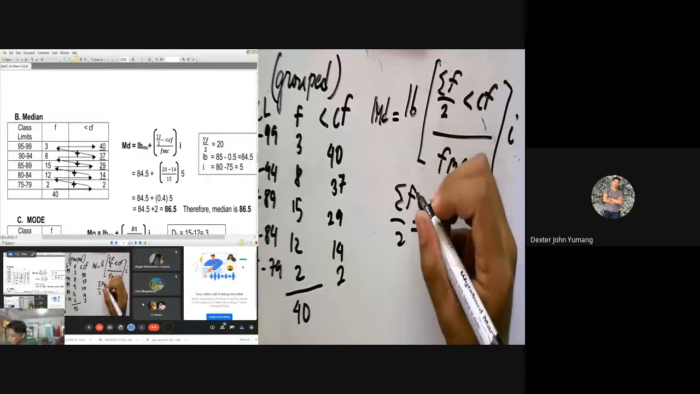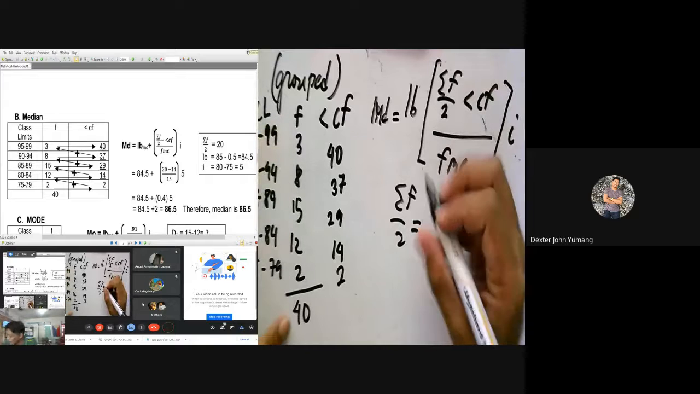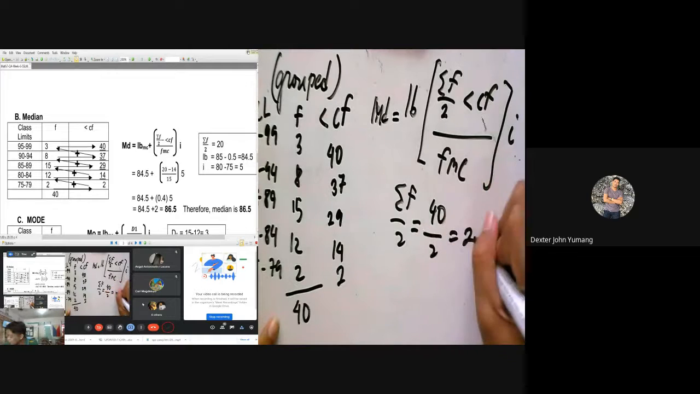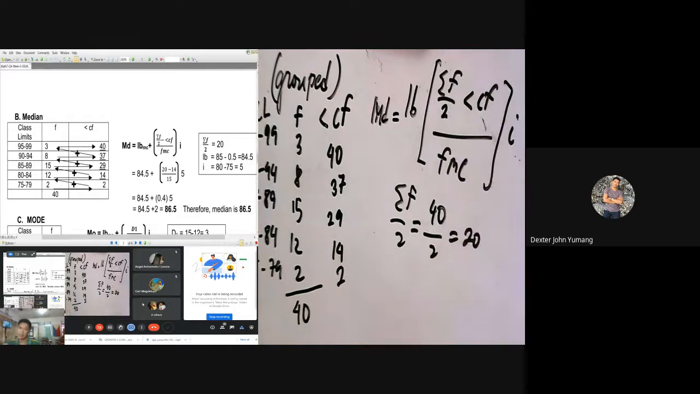So, si sum of F, tingnan natin. Ano ang sum of F? That is 40. Kapag i-add mo daw sila. 40 is, sum is add. So, divided by 2, that is equivalent to 20. So, meron na tayong 20 dyan sa taas. Okay, burahin na natin.